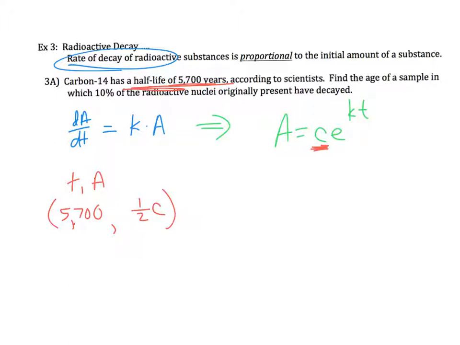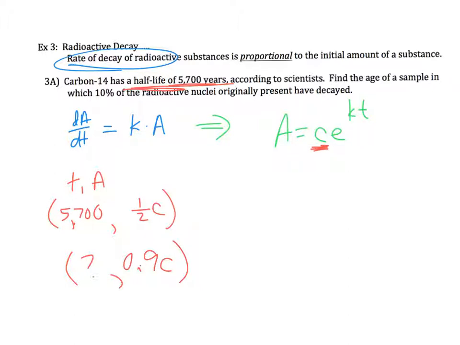Find the age of a sample in which 10% of the radioactive nuclei originally present have decayed. So the question's asking me to find the time when 10% has decayed. I've been representing that as a question mark. Well, this is the amount I have left, so instead of putting 0.1 for 10%, I need to say that I have 90% left. So I'm going to represent that as 0.9 times C, 0.9 C.